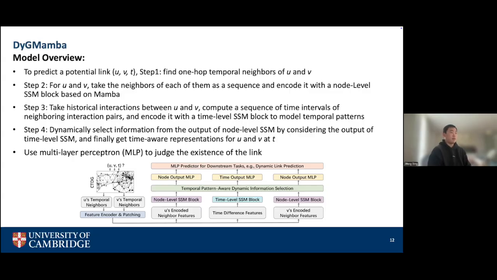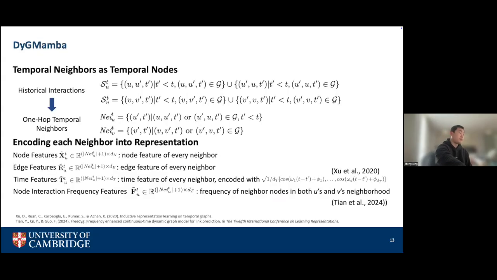And the next step is that we dynamically select the information from the output of the node-level SSM by considering the output of the time-level SSM. And we can get time-aware representations for the source and destination nodes at the prediction timestamp. And finally, we use an MLP to judge the existence of the link.